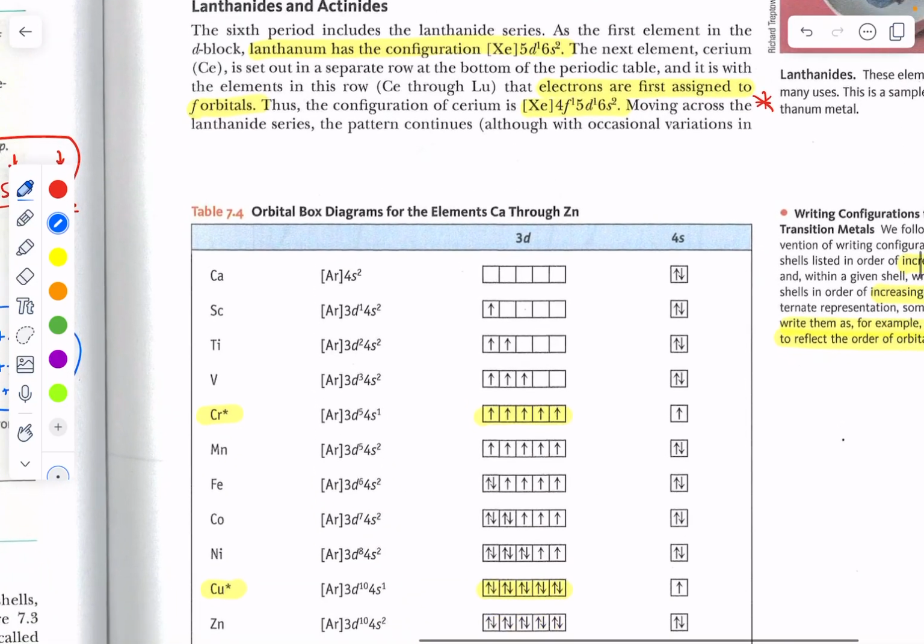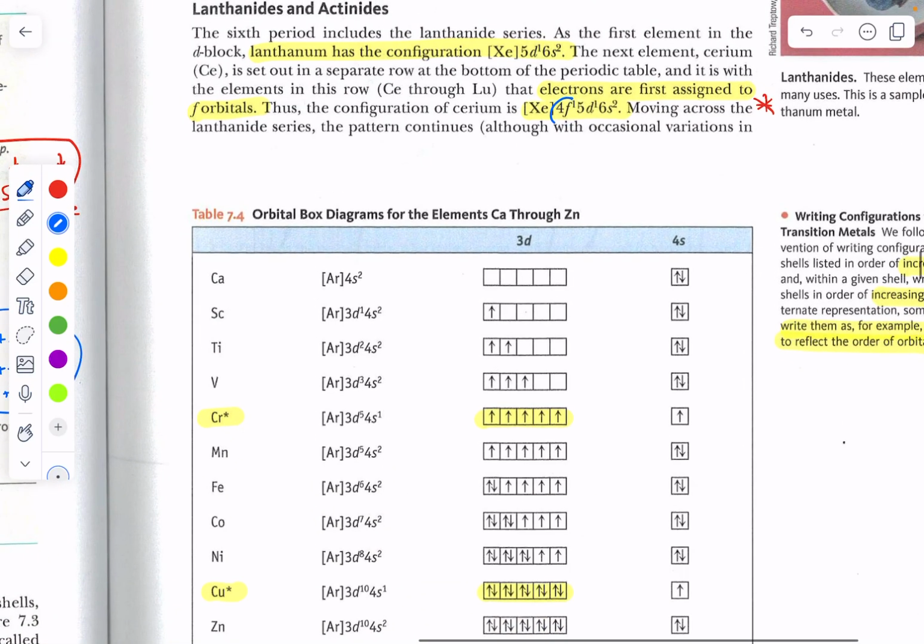And then I also mentioned the idea that we stick 1 in the 5D before we start filling up the 4F. So we fill up the 6 S first, and then after that, we're going to start to fill up the 5D, but with just 1 electron, and then immediately we go to the 4F, and we're going to go 1 through 14 in the 4F before we go back to resume filling up the 5D. So make sure you remember that.